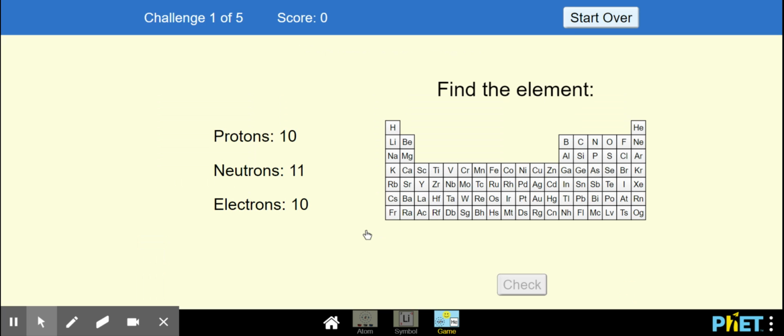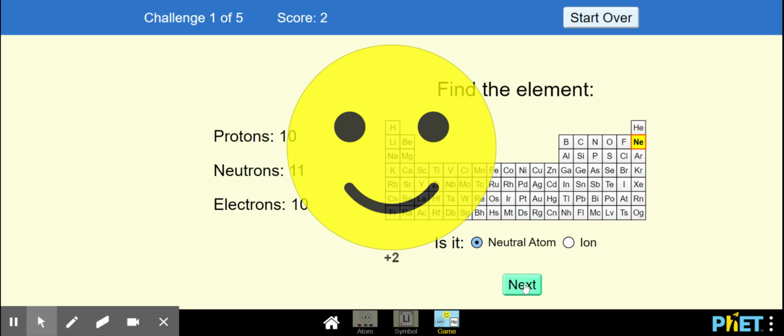Okay, what determines what element it is? The atomic number, which is based on protons. So neutrons and electrons don't have anything to do with what element it is. Look at the protons. 10. Let's see. 1, 2, 3, 4, 5, 6, 7, 8, 9, 10. The 10th element is neon. We're going to highlight that. Is it neutral or is it an ion? For that, we need to look at the protons versus electrons. They're the same. Protons +1, electrons -1. If we have the same number of each, it is neutral. You get a smiley face. All right, let's see.